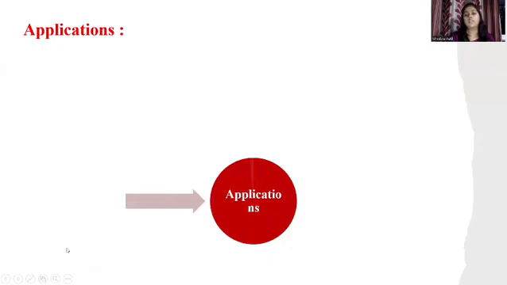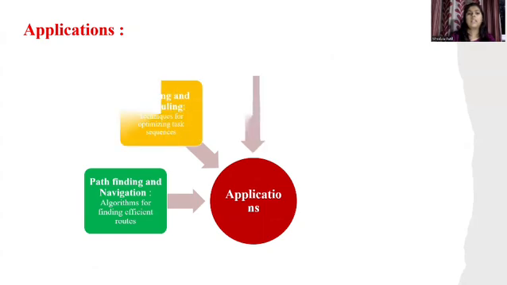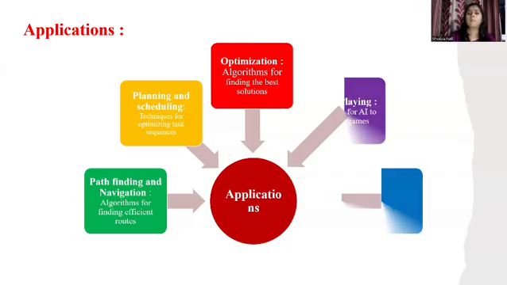So the next is applications. What are the applications of search strategy? First one is pathfinding and navigation. Algorithms for finding efficient routes. Second one is planning and scheduling. Techniques for optimizing task sequences. Third one is optimization. Algorithms for finding the best solution.